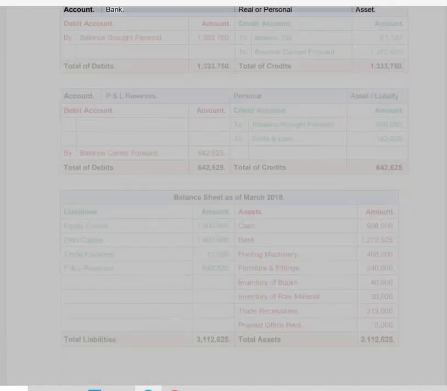Account: bank. Real or personal asset. Debit account, amount. Credit account, amount. By balance brought forward.